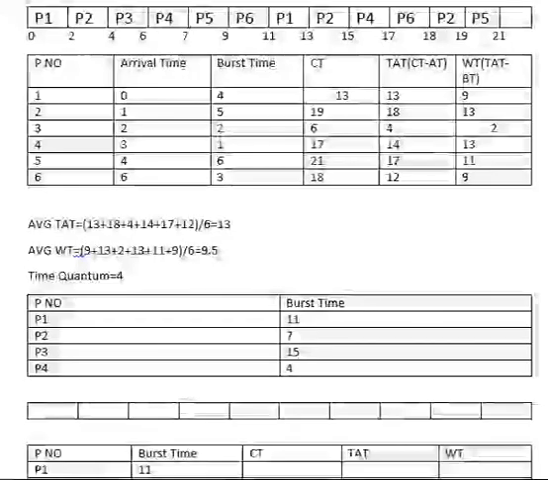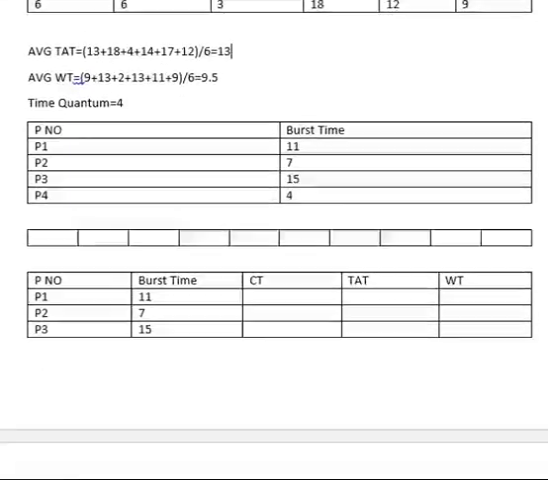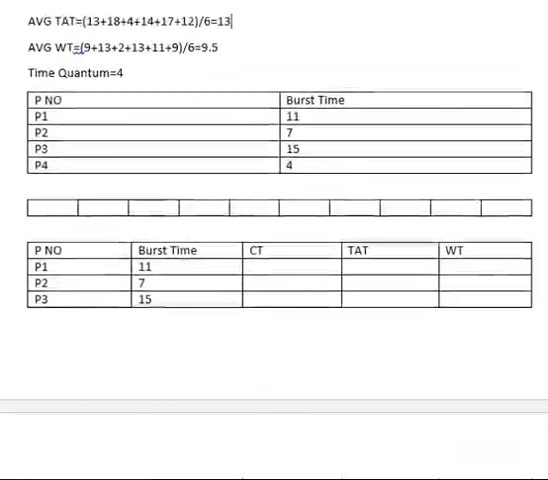So we are starting with the next problem now. In the next problem, the time quantum which is given is 4 and there is no arrival time that has been given. So as we have already discussed, when arrival time is not given, we have to consider it to be 0 and all the processes have arrived.